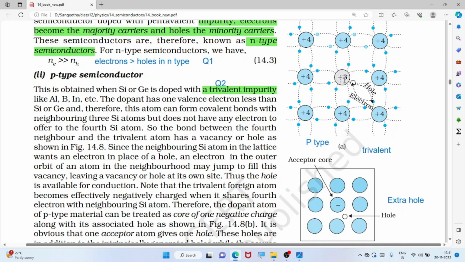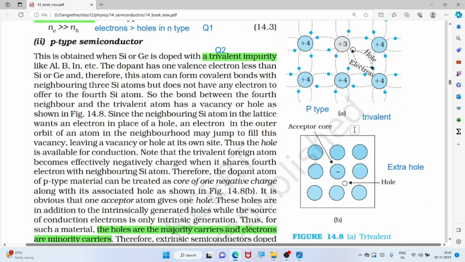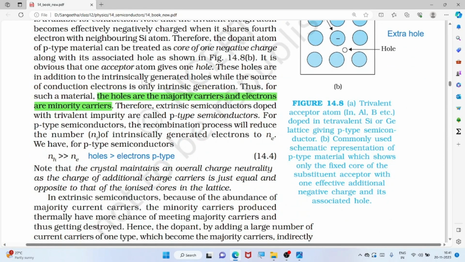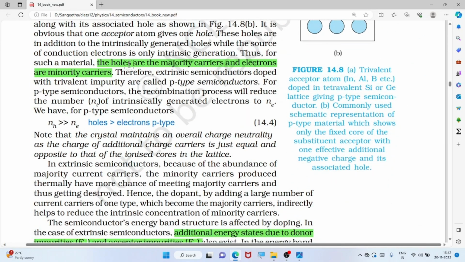Here you see this is the impurity, and the other atoms are silicon or germanium. That is, in the crystal we are adding the impurity here. Here there is an extra hole. So in a p-type semiconductor, the holes are greater in number than the electrons. That is p-type.